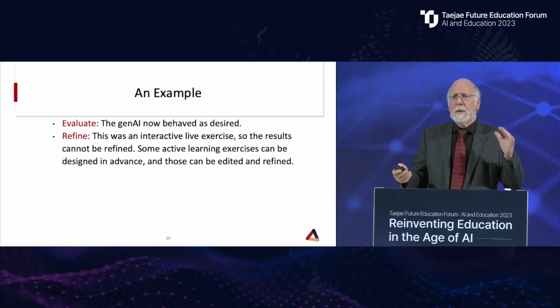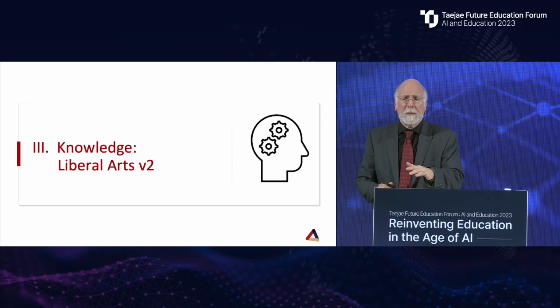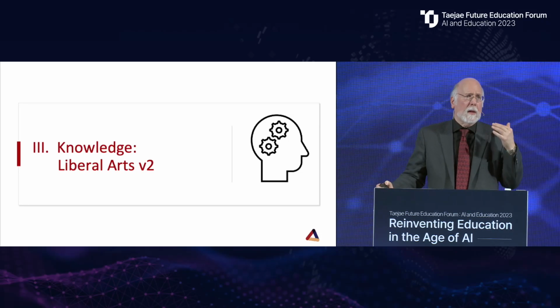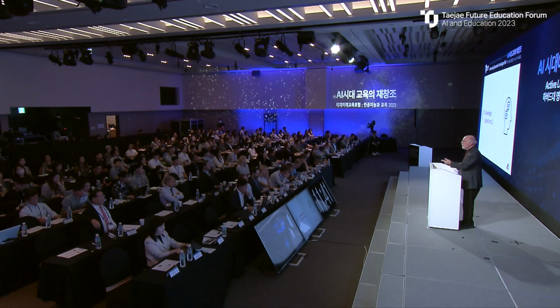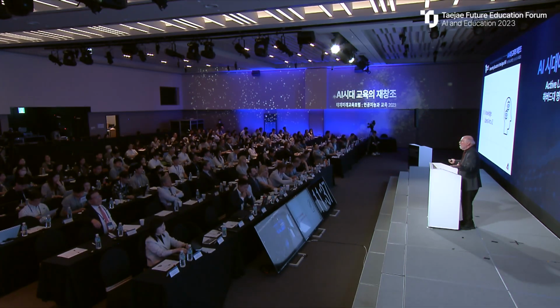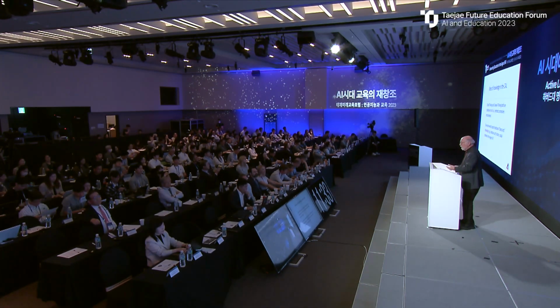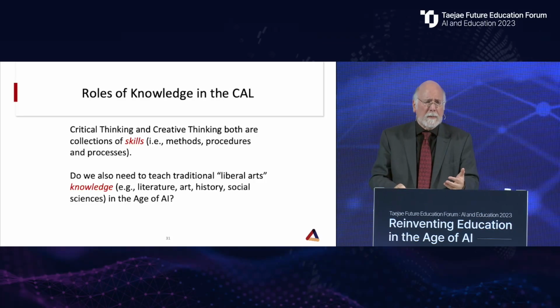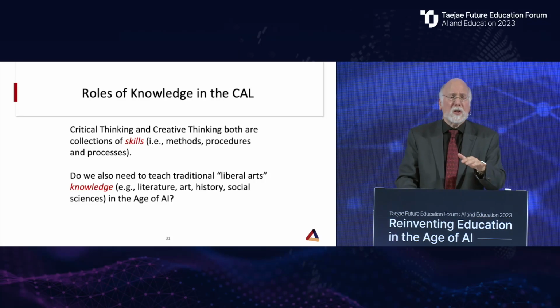Okay, so I've been talking about skills. The cognitive amplifier loop is all about getting the AI to do what you want it to do, the kind of skills you need to interact with the AI. But how do you decide what you want it to do? Knowledge and skills are not the same thing. So critical thinking and creative thinking, which we're talking about, are collections of skills.